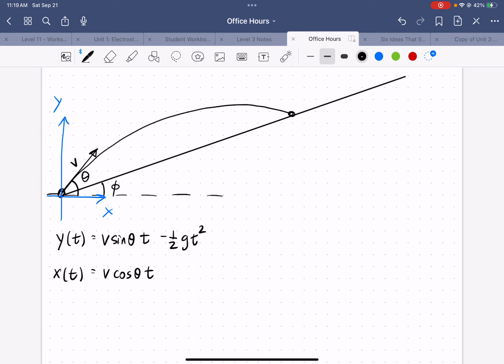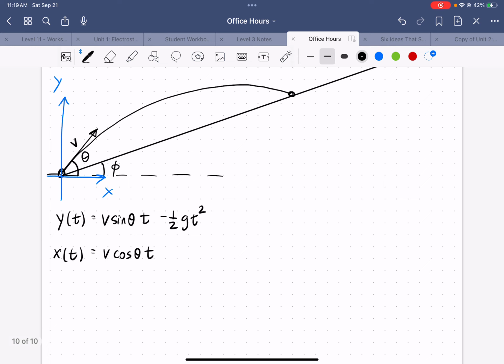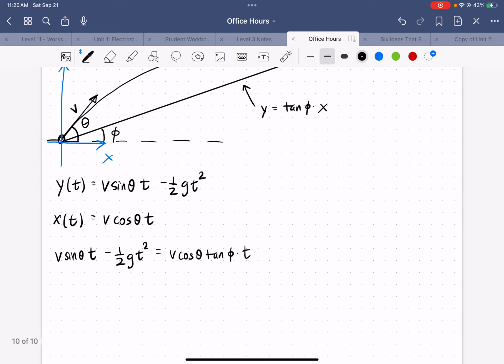We need the object to land somewhere along this line, whose equation is y is equal to tangent phi times x. So if we plug our two expressions for the x and y positions into the equation for this line, we get v sine of theta t minus 1/2 gt squared is equal to v times the cosine of theta times the tangent of phi multiplied by time. And then we eliminate one factor of t from everything, do some rearranging to solve for the time when this thing lands.